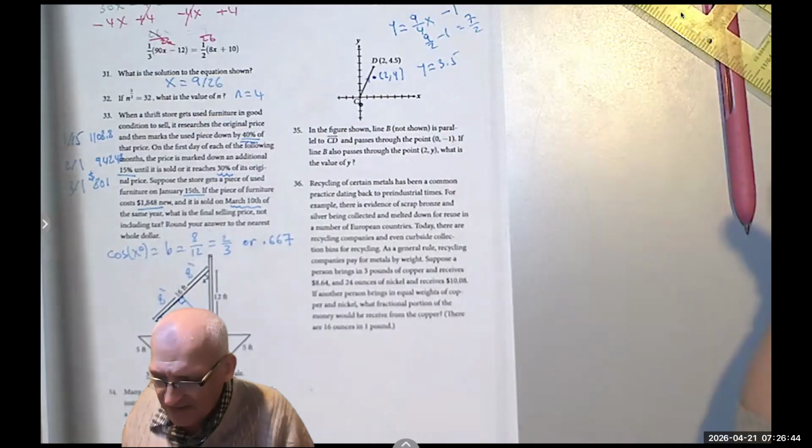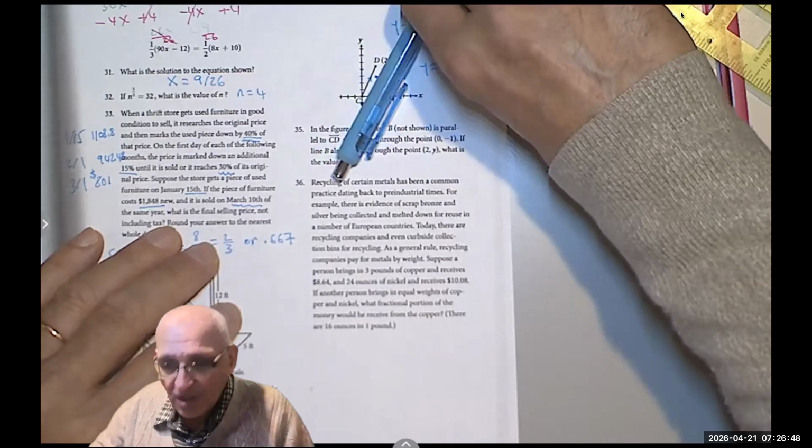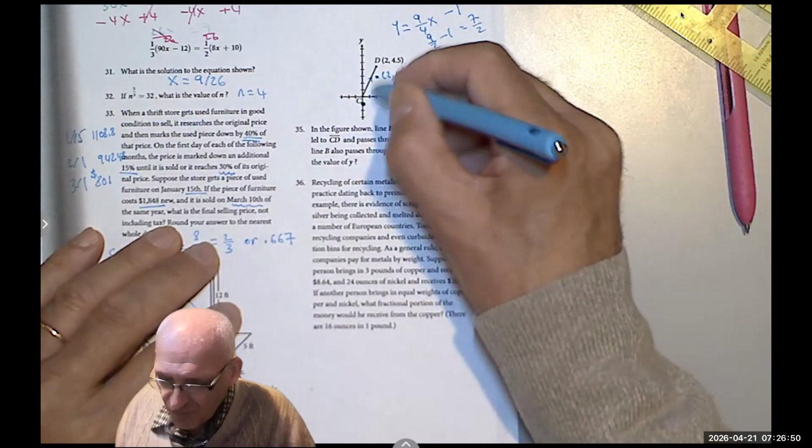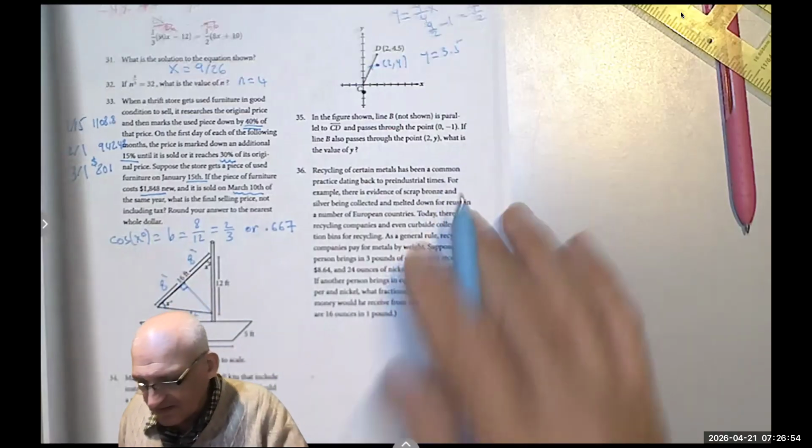But you don't need to do any of that. It's parallel and it's 1 below. So every point here goes 1 lower. It doesn't take 5 seconds, this one.